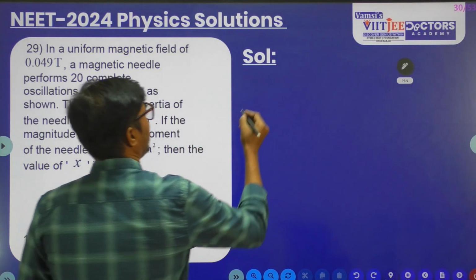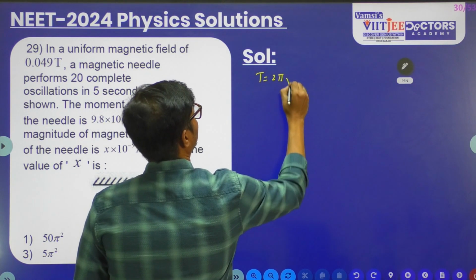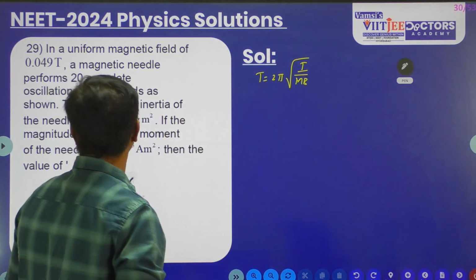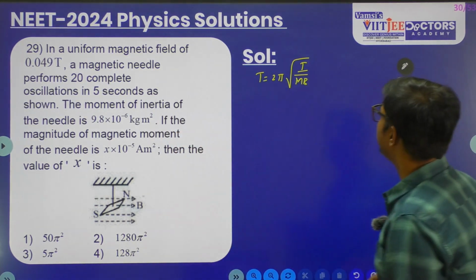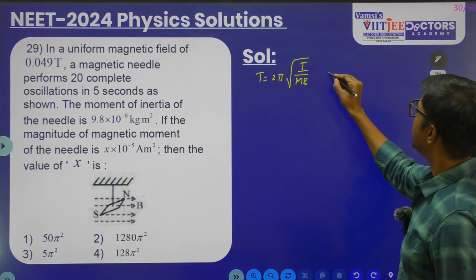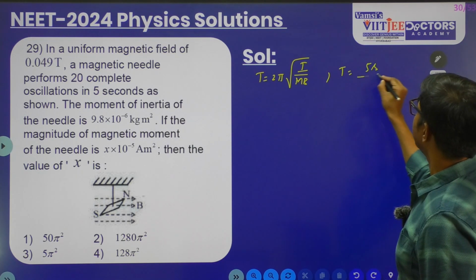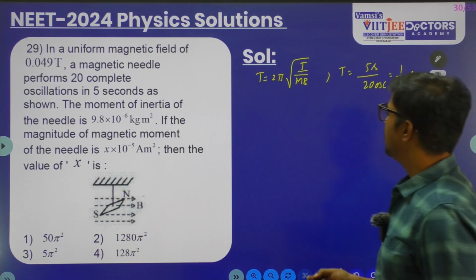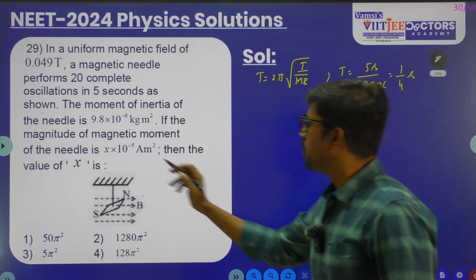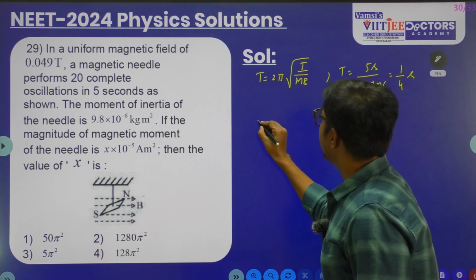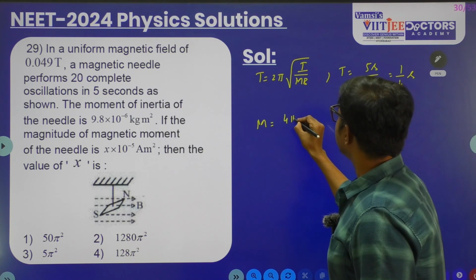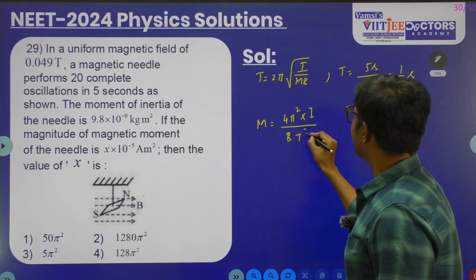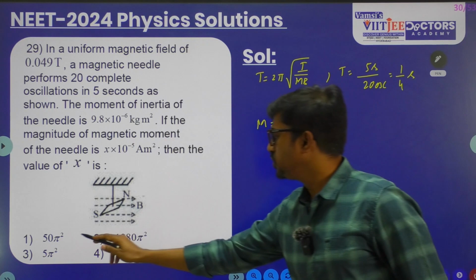Directly, time period T equals 2 pi root over I by MB. This is the formula you will have to use. They gave that 20 oscillations take 5 seconds, so I can calculate the time period. Time period equals 5 seconds divided by 20 oscillations, which is 1 by 4 seconds. Now square it, because we need to calculate the magnetic moment. So M equals 4 pi squared into I divided by B into T squared. This is what you have. In the options you see pi squared is anyway there.